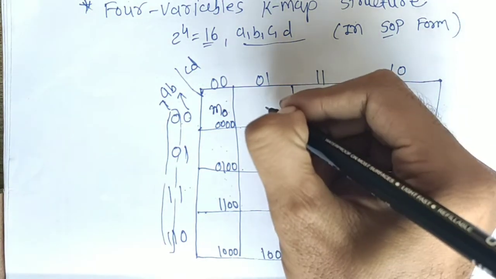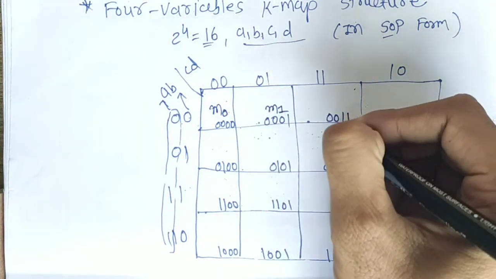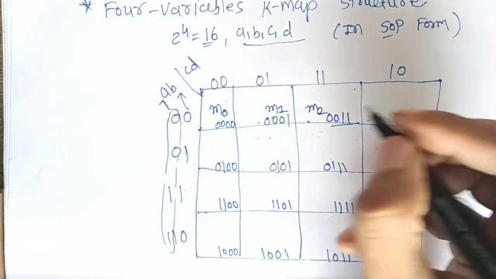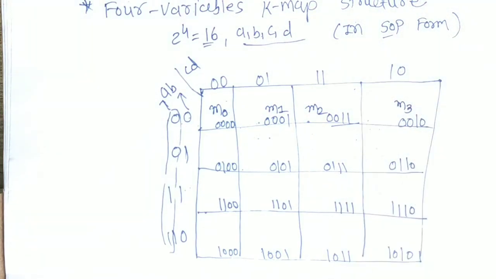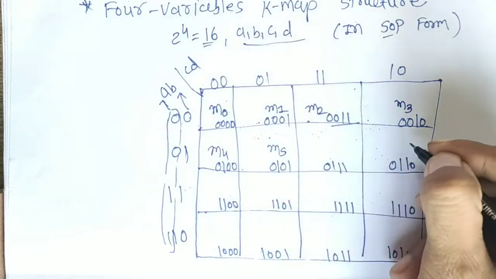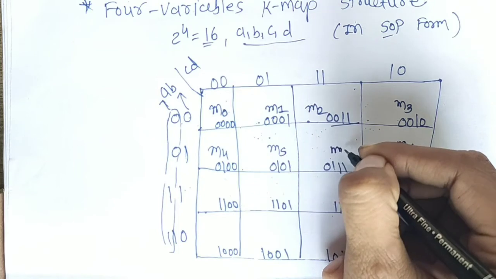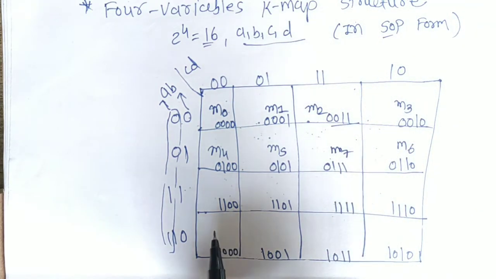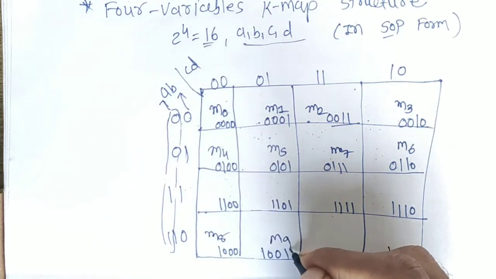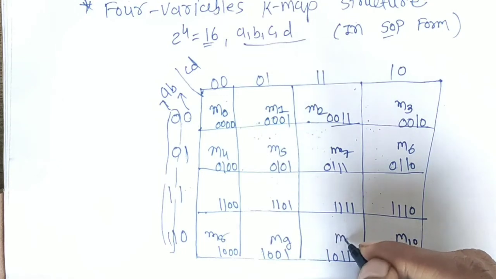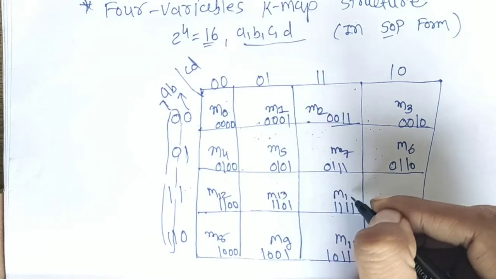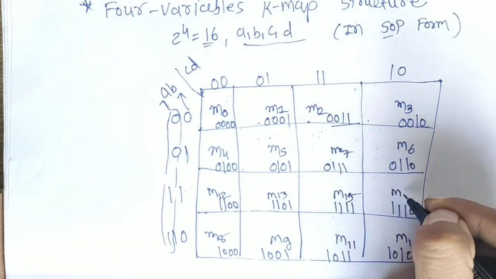This is the value of 1, so it can be represented as M1. This is the value of 3, not 2, right? So this cell indicates M2 and this is M3, right? Similarly, this is M4, M5, this is M6, this is M7. Now we have to consider the next row: M8, M9, M10, M11, then M12, M13, M14, M15, right?